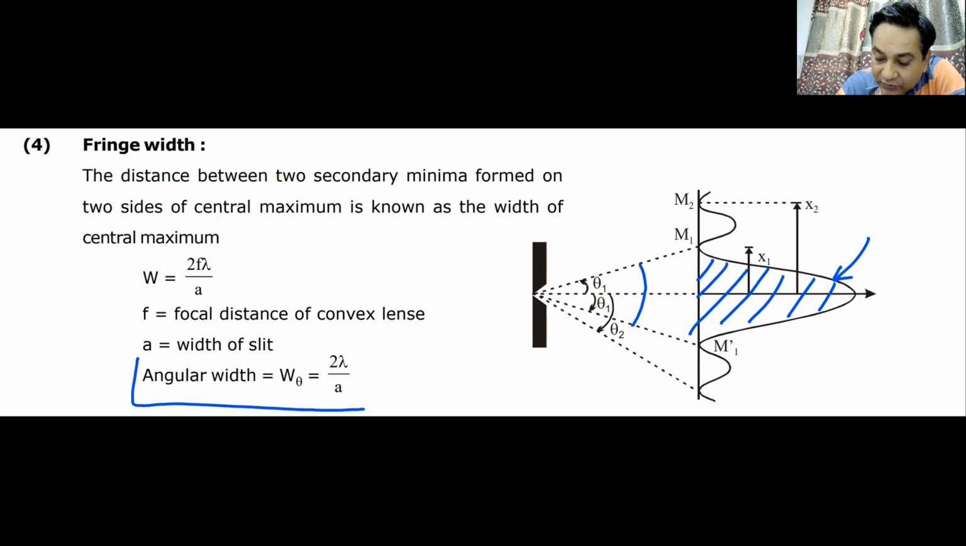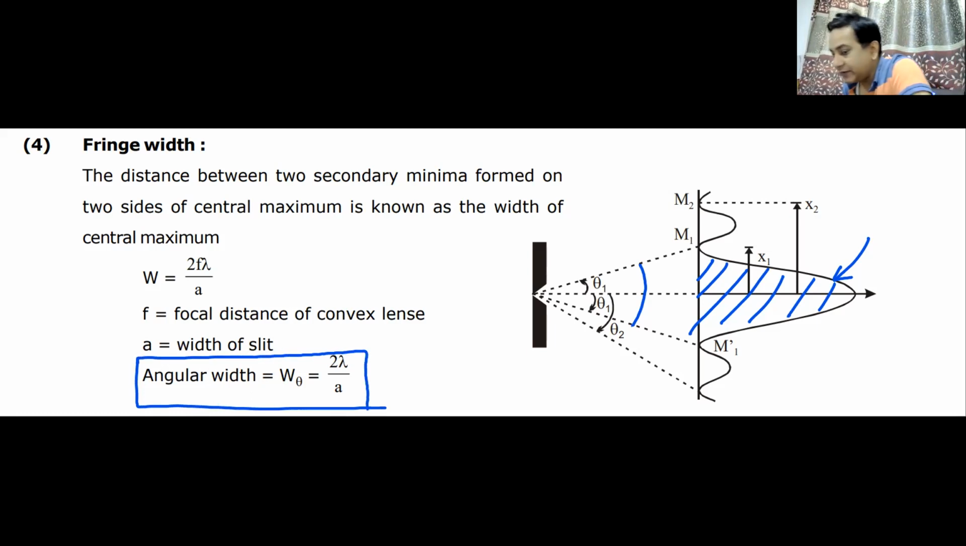This is the angular width of the central maxima, which is given by the formula 2 lambda by a. Do we see this? This is the angular width of the central maxima. Here we have the first minima on this side and the first minima on this side. Here we have the second minima on this side, and this is the second minima on this side. Do we see this? Yes, sir.